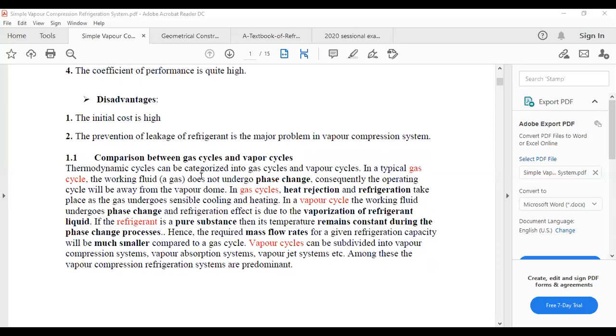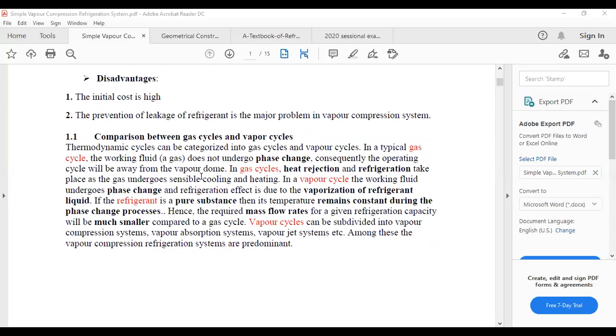Okay, let us look at some comparison between the gas cycle and the vapor cycle. Very soon we'll look at the vapor cycle and how we are going to employ it to solve some problems. So we see that in a gas cycle, the working fluid is gas itself and doesn't undergo any phase change.